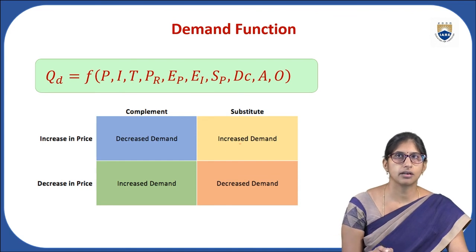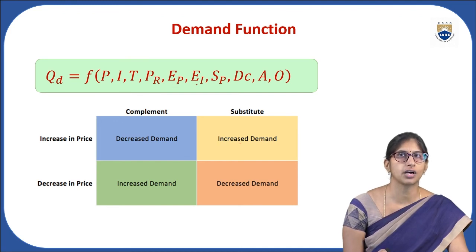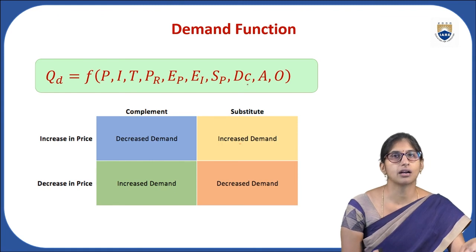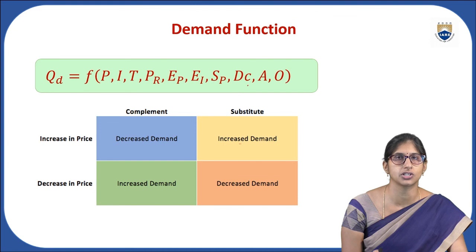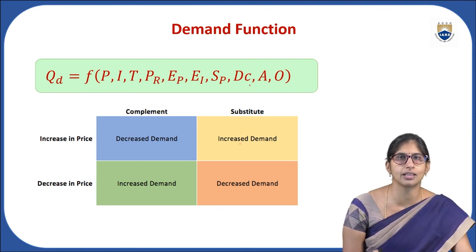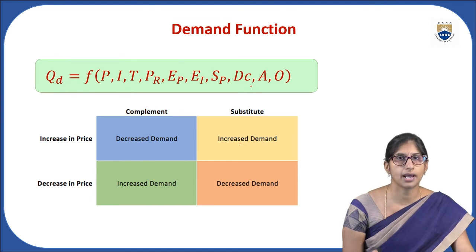Now coming to the next determinants of demand: expectation of price in the future, expectation of income of the customer in the future, size of the population, and distribution among the regions. How is a manufacturer going to distribute among different regions? At a region where more people are located, a manufacturer has to distribute more products to capture the market at that moment. That is distribution among the population. And the next one is advertisement efforts. The more we publicize the product, the more demand can be created.